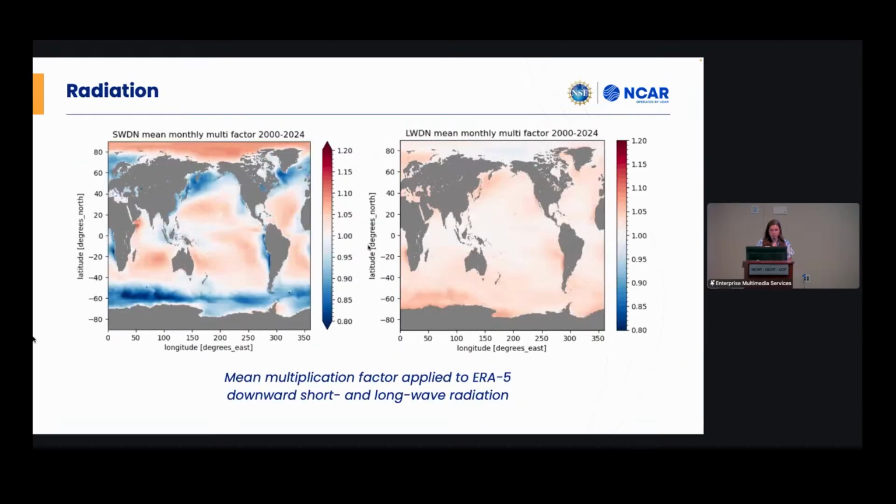So moving to the radiation. Here I'm showing, again, the mean monthly multiplication factor that has been applied to the shortwave and longwave radiation. The biases in reanalysis in the shortwave radiation are associated with some deficiencies in the way reanalyses are dealing with clouds. It's a documented issue, and to correct for it, we applied this multiplication factor.